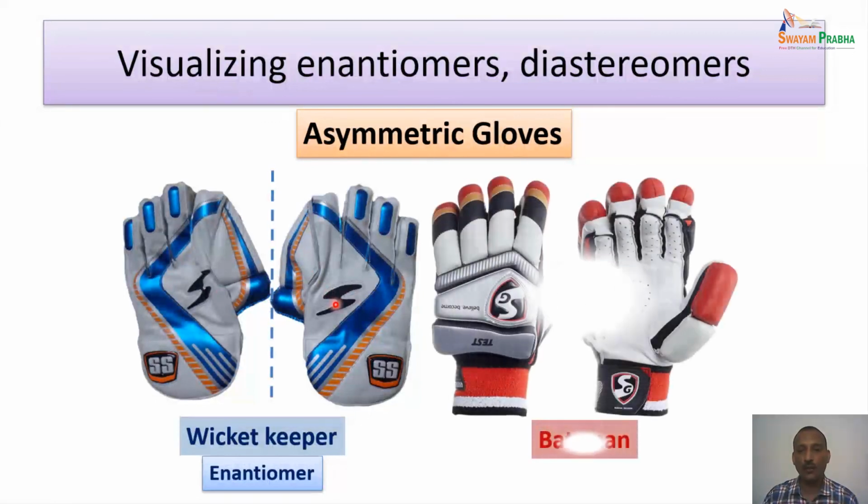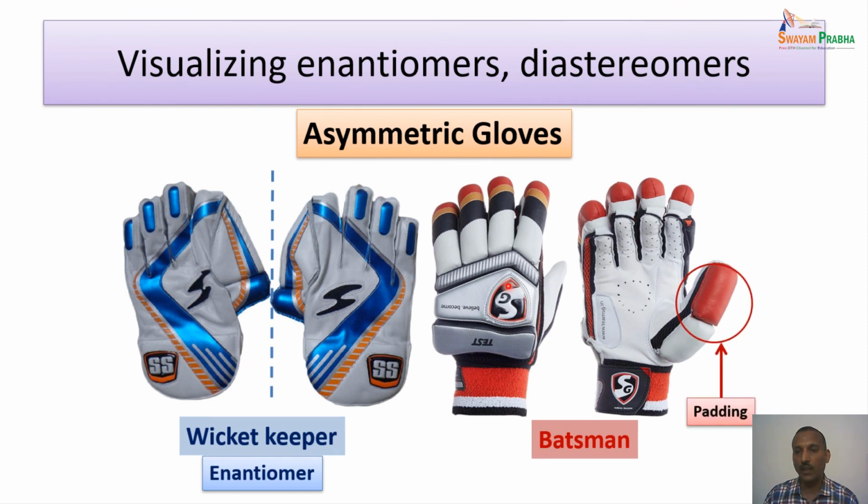If you go to the other one, the batsman glove, is it an enantiomer or a diastereomer? If you look very carefully, you will see the difference. In the batsman glove, there is padding on the thumb which is missing on the other. This is the left hand glove, and this is the right hand one where padding is present, and this is the left hand glove which goes inside when you hold the bat.